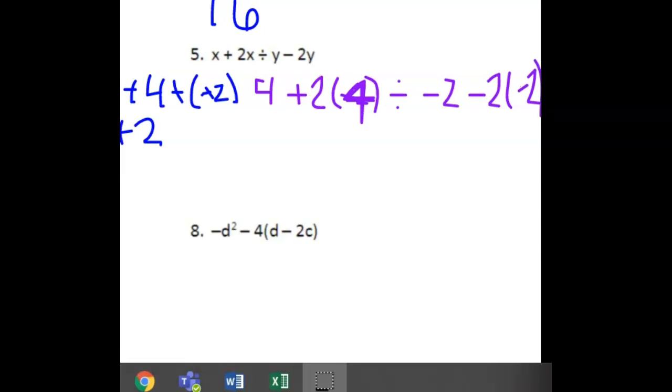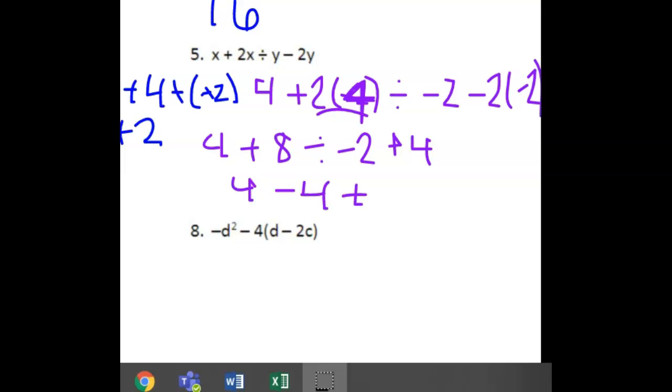Apply your order of operations. So left to right means we're multiplying the 2 times 4 first. So you have 4 plus 8 divided by negative 2 minus, and then you can multiply at the end if you want, negative 2 times negative 2, positive 4. 8 divided by negative 2 is negative 4, so you get 4 minus 4 plus 4, which is 4.